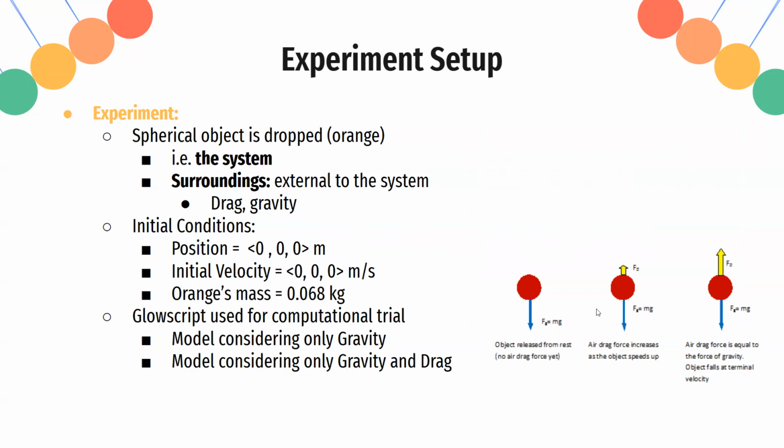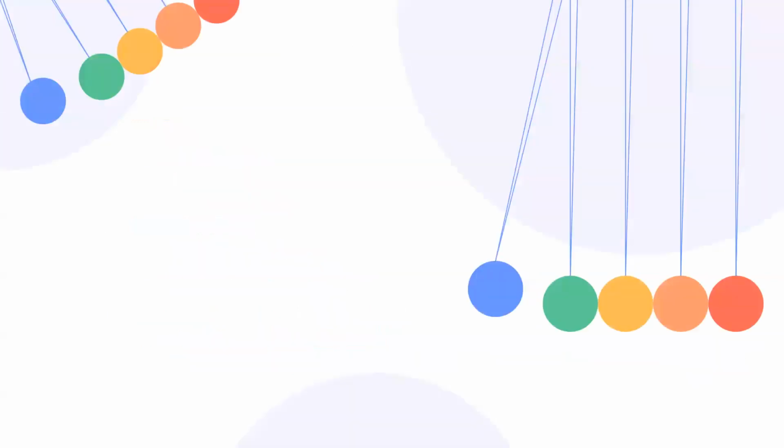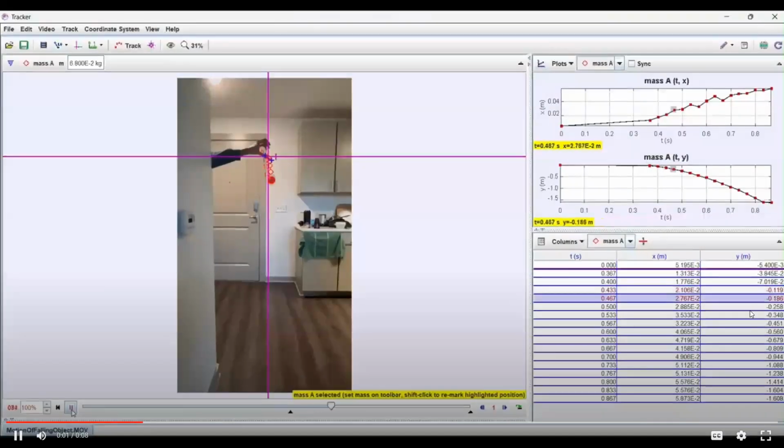This little free body diagram shows what happens as the object falls. As it falls, the air drag force starts to increase as the object speeds up. And as the object speeds up, sooner or later, the drag force will cancel out the force of gravity and terminal velocity is hit. So there's no acceleration, the ball will be falling at a constant speed and the net force will be 0. So here's the Tracker video of me dropping the orange.